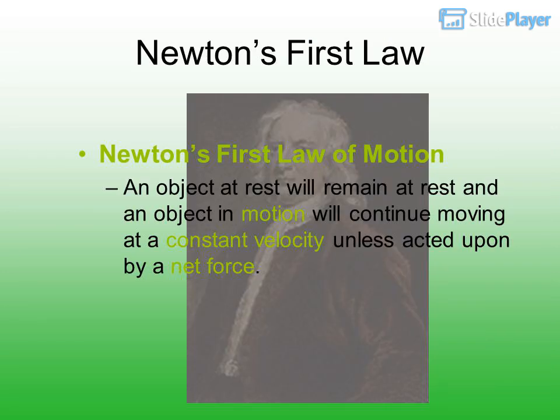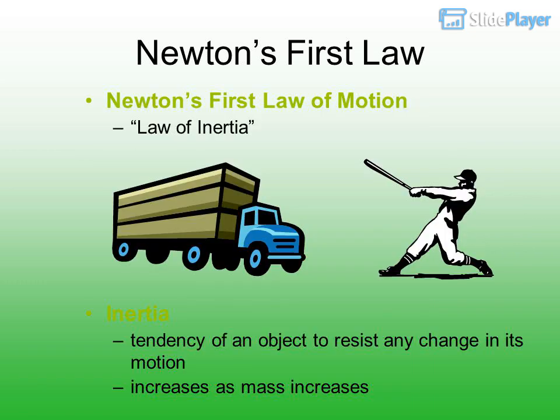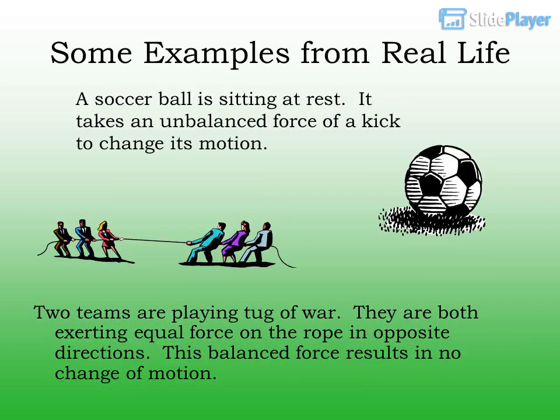Newton's first law of motion. An object at rest will remain at rest, and an object in motion will continue moving at a constant velocity unless acted upon by a net force. Inertia, the law of inertia: the tendency of an object to resist any change in its motion. It increases as mass increases.